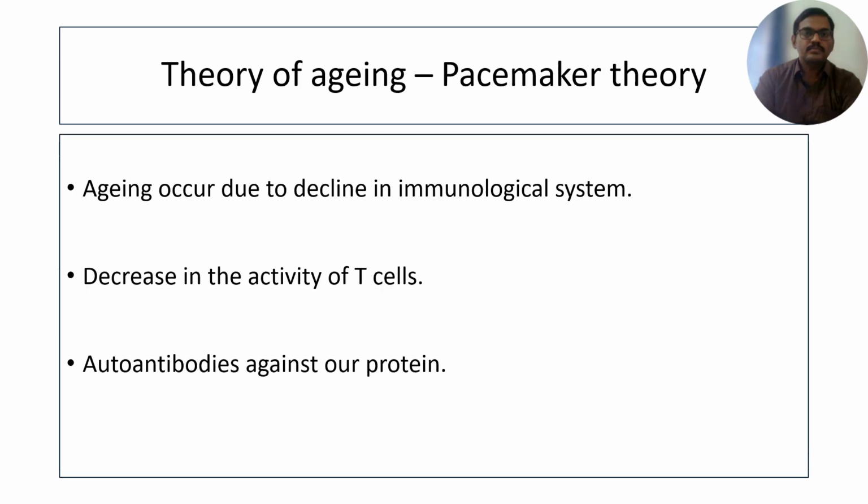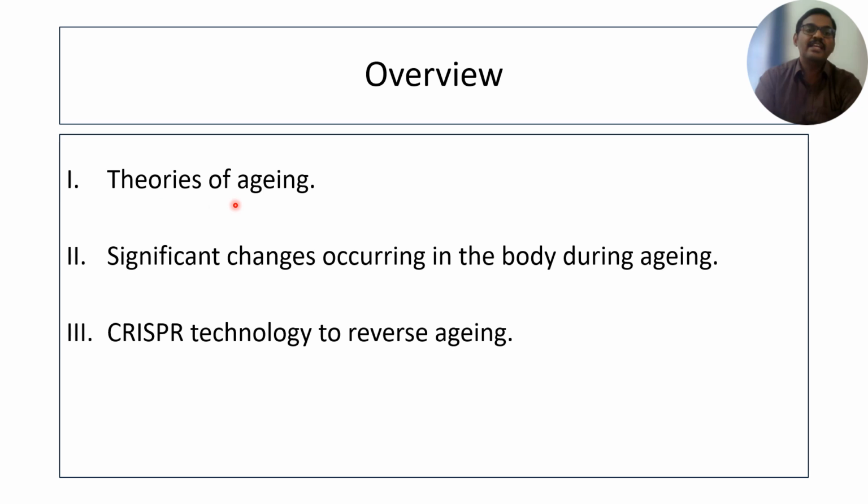That will result in aging. The last theory of aging is the pacemaker theory. According to this theory, aging occurs due to decline in the immunological system, like decrease in the activity of T cells and autoantibodies against our proteins, which result in damage to the protein and nuclei, which result in aging. So these are the different theories of aging.